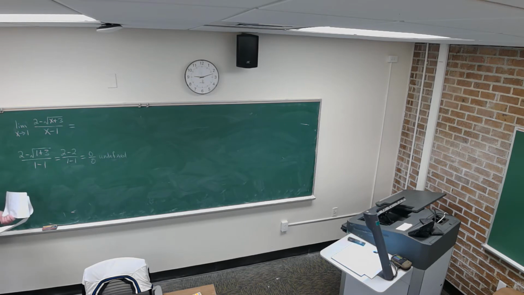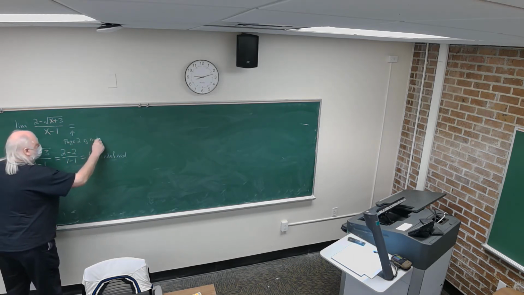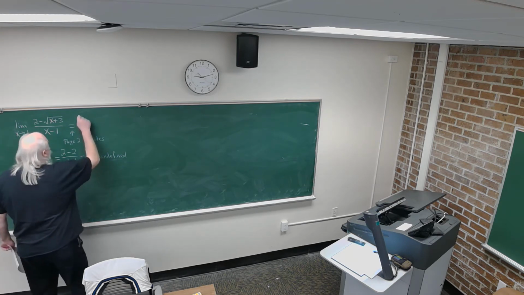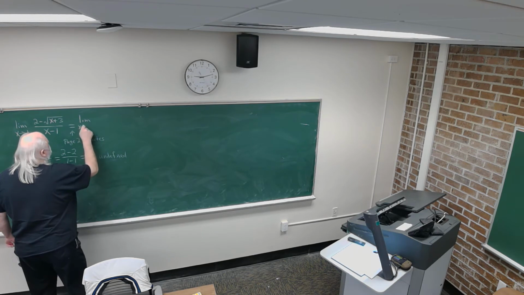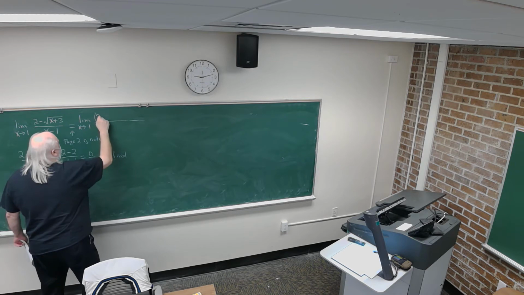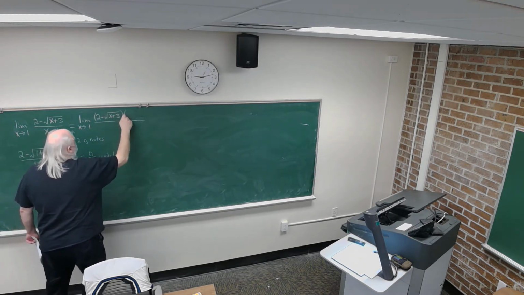what page of our notes? Back on page 2 of our notes, we rationalize the numerator, okay? And that's the key to evaluating this limit. Rationalizing the numerator, we multiply top and bottom by the conjugate of the numerator.